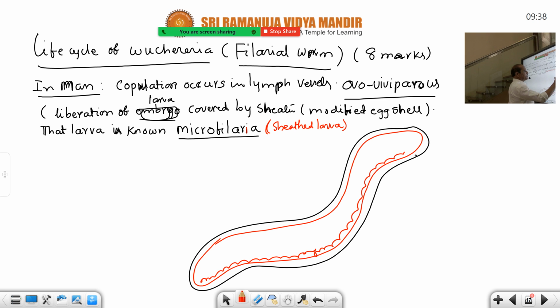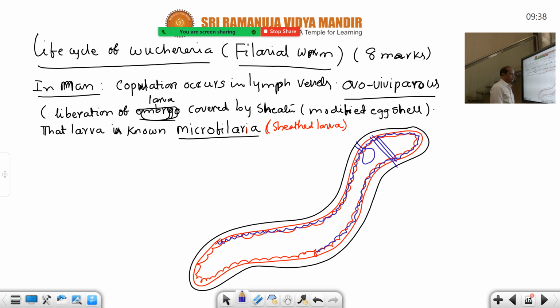But let us take the details here. These structural aspects of the larva you must understand. In front there is a nerve ring. Here the nerve ring is present, and the excretory cell is also present. The urinary bladder is also present.